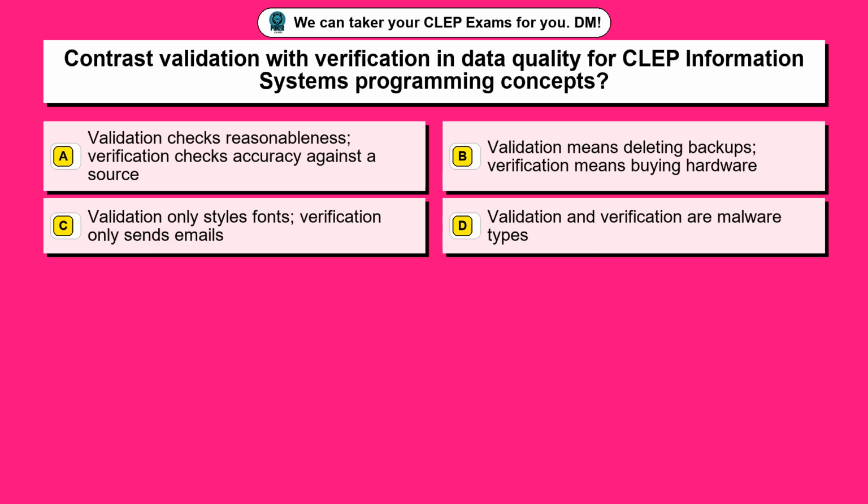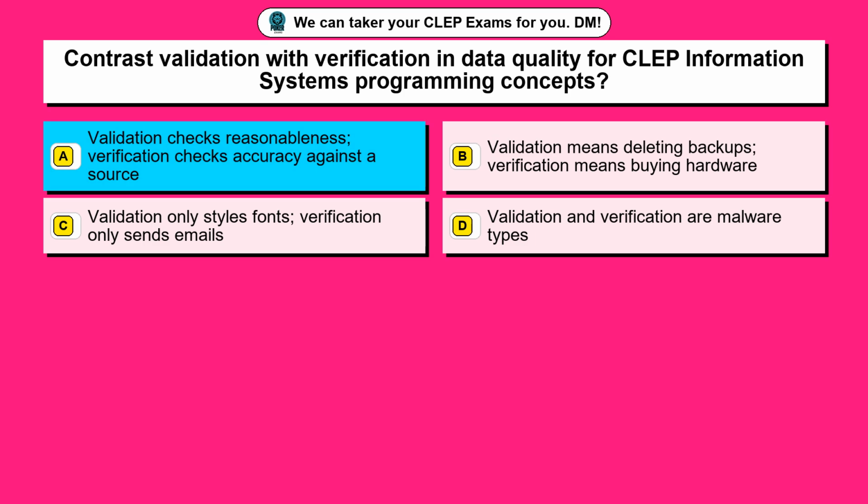Question 87. Contrast validation with verification in data quality for CLEP Information Systems programming concepts. Option A. Validation checks reasonableness, verification checks accuracy against a source. Option B. Validation means deleting backups, verification means buying hardware. Option C. Validation only styles fonts, verification only sends emails. Option D. Validation and verification are malware types. The correct answer is option A.